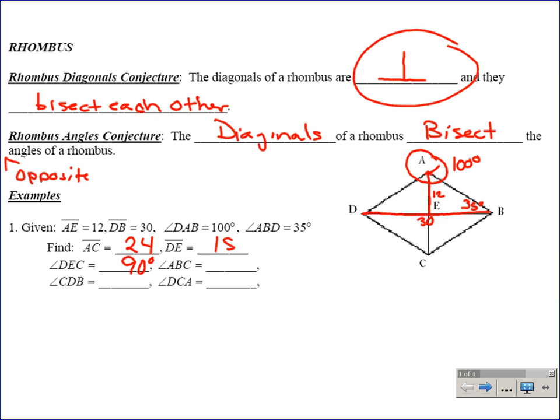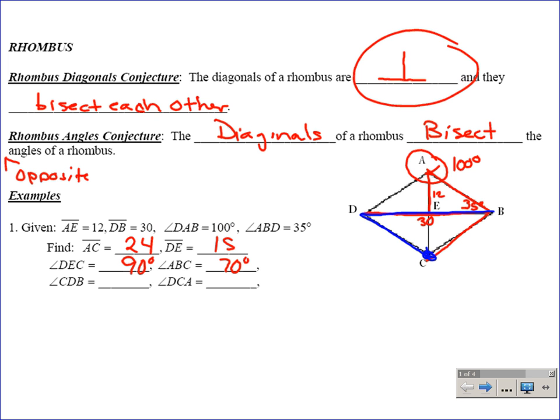Angle ABC. So from here, like this, if half of it's 35, what's the whole thing going to be? 70, okay. Seems like we're just either dividing by 2 or multiplying by 2 for a lot of these answers. Angle CDB. So let me just draw some of the different colors. It starts at C, it goes to D, and goes over here to B.